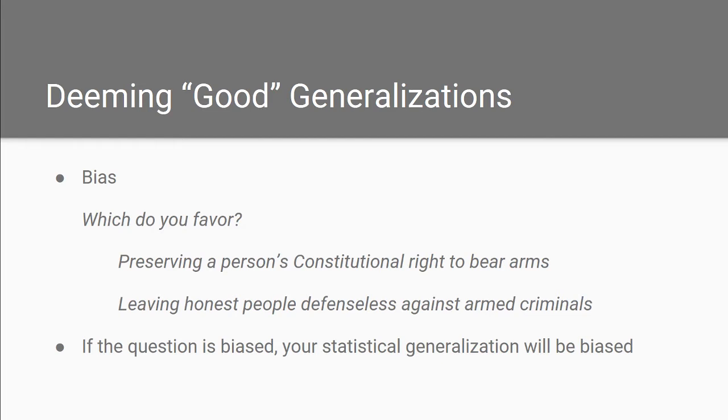Let's also look at how the question is worded in this example. Which do you favor? A, preserving a person's constitutional right to bear arms, or B, leaving honest people defenseless against armed criminals. Now, looking at how this is worded, option B here looks really bad, right? Who would want to leave honest people defenseless against armed criminals? So even if you weren't for gun rights, you might be more inclined to go with the first option here. So if the question is biased, your statistical generalization will be biased as well.